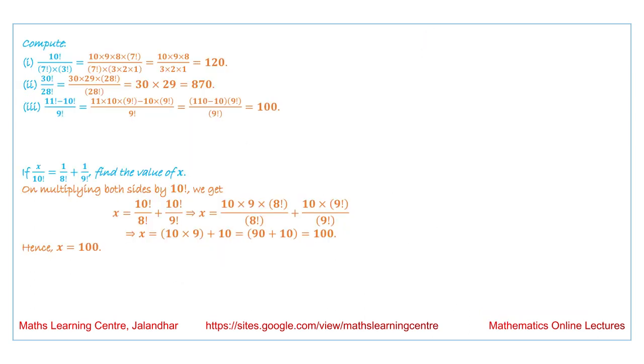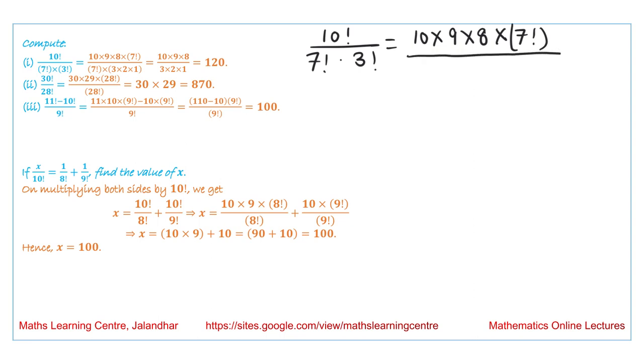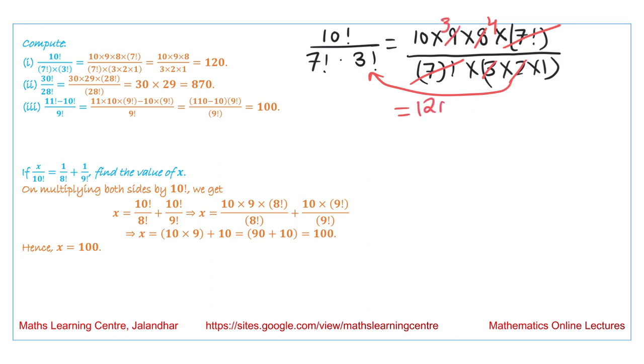Next is the problem based upon this. First is 10 factorial over 7 factorial into 3 factorial. We can write 10 factorial as 10 into 9 into 8 into 7 factorial, divided by 7 factorial into 3 into 2 into 1. This 3 into 2 into 1 is the value of 3 factorial. The 7 factorial and 7 factorial get cancelled, and on solving the answer is 120.